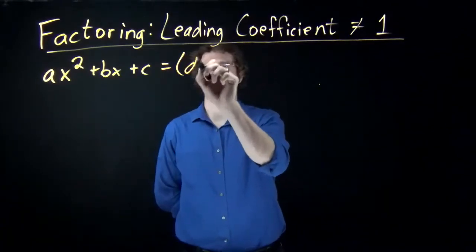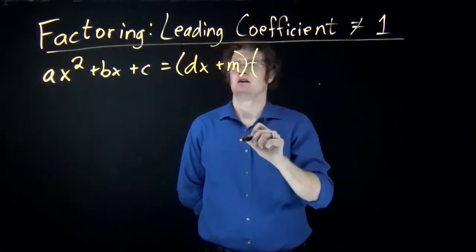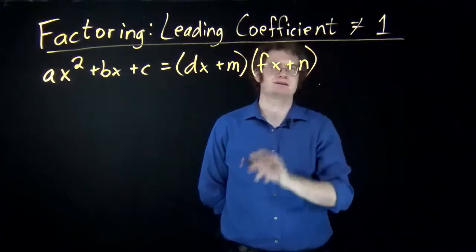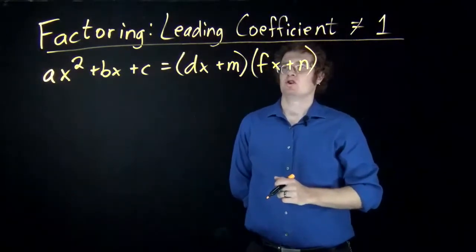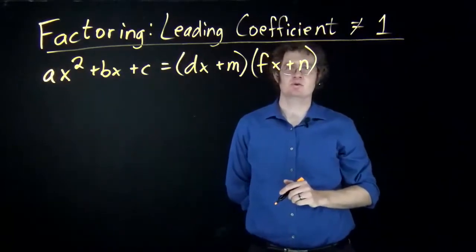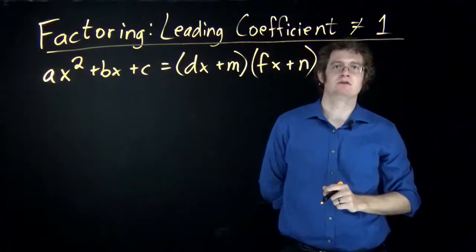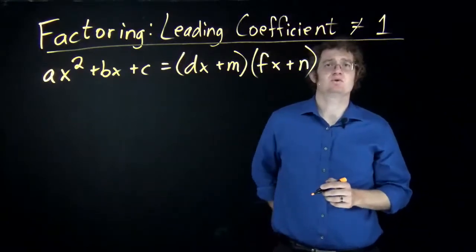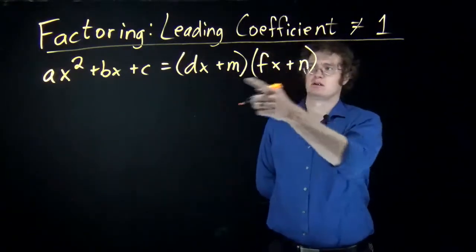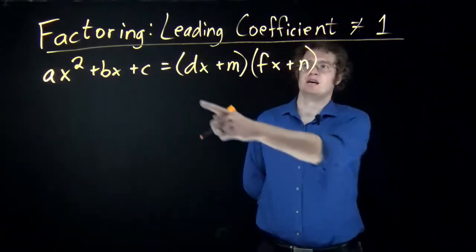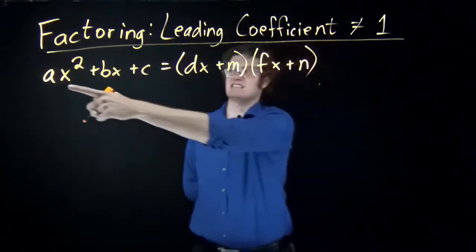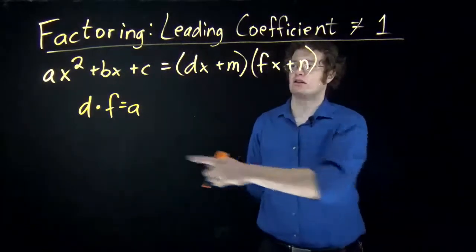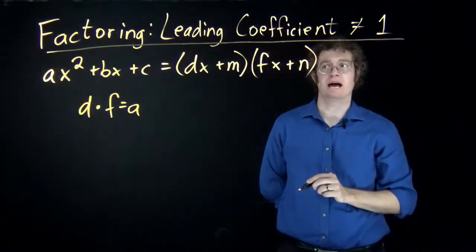So what's our goal in factoring? Our goal is to turn this into something that looks like two binomials multiplied together. So maybe dx plus m and fx plus n, perhaps. So we take something that is 3 terms and turn it into multiplication of 2 binomials. Well, how can we do this? We can look to see what sorts of restrictions we have based upon the correspondence between these two things, right? If I multiply dx times fx, that has to equal ax squared. And in particular, that means that d and f have to multiply together to equal a.